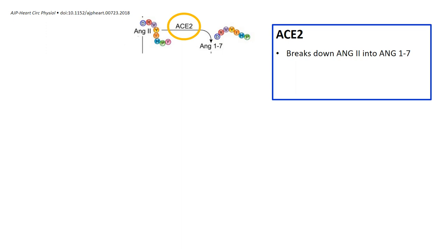So here's our angiotensin 2, and it is ACE2, the enzyme that we're interested in for COVID, that converts angiotensin 2 to angiotensin 1 to 7.